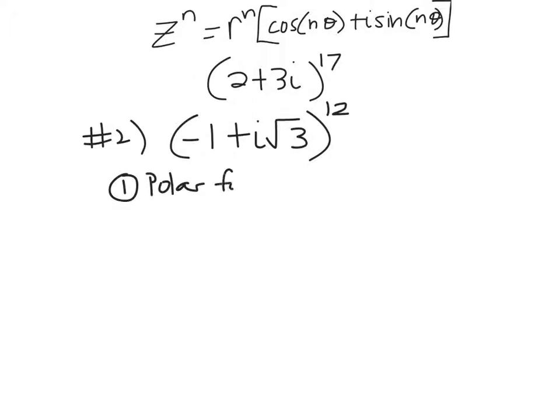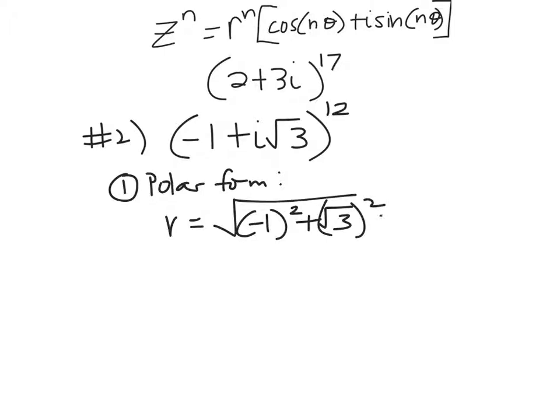We need polar form. Okay? And this is what we did yesterday. So this is why I did this yesterday. This is why we're building on. Okay, so r is going to be the square root of -1 squared plus rad 3 squared. Good. And you get 2.